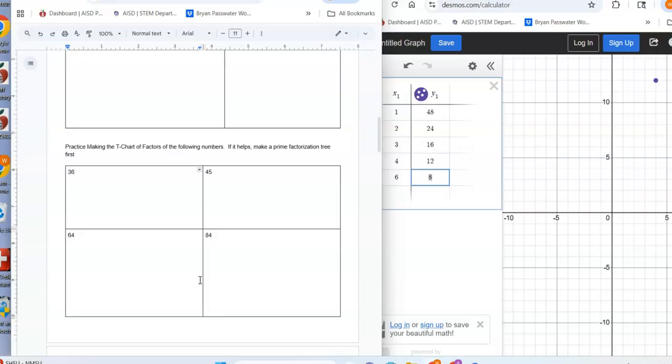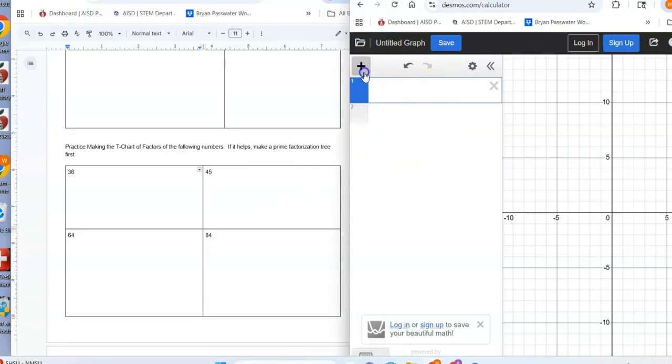That'd be nice. Now I'll help with one of them. Let me do 45 for you. All right, so 45 is an odd number. It's definitely 1 and 45, that's 1 times 45. Is it divisible by 2? No, it's an odd number. Is it divisible by 3? Yeah, it is. You do 45 divided by 3, you find out it's 15.